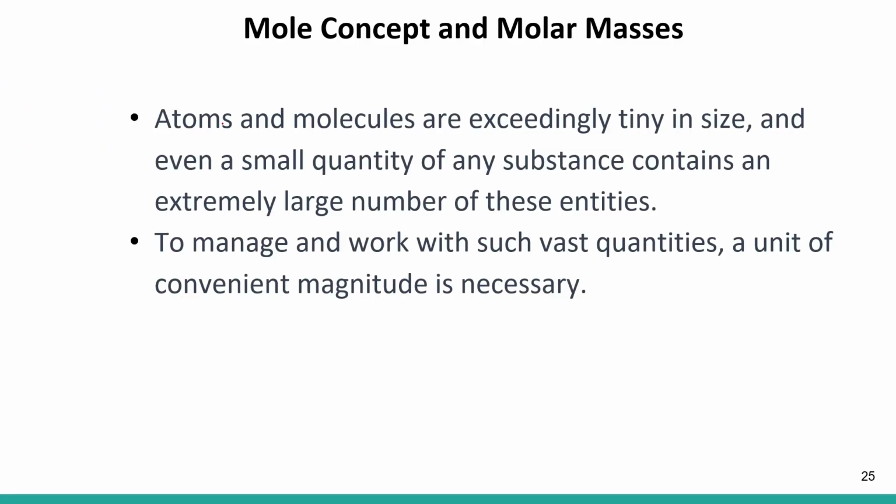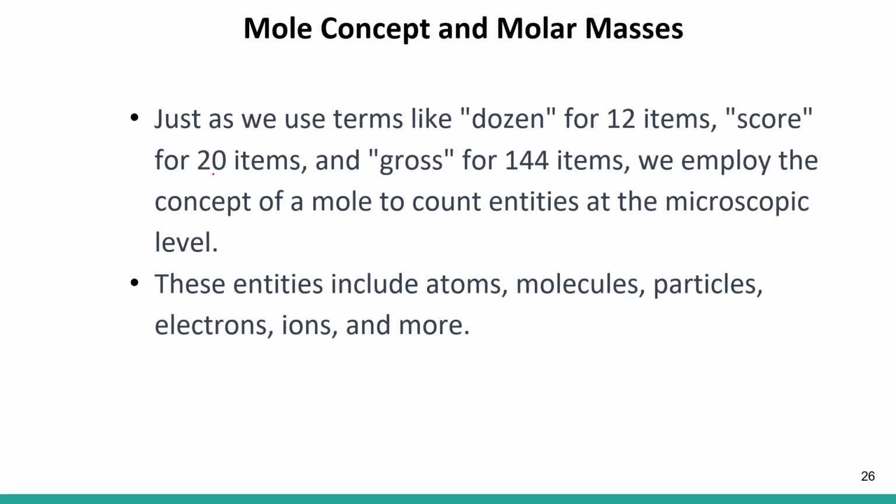Now, when we are dealing with atoms and molecules, suppose we take 1 gram of something like iron or copper or some matter, then it will contain a large number of molecules. But in some experiments, we need to quantify that number. It is not possible to do so because that number is too large. So for that we need some convenient magnitude so that we can deal with that large number.